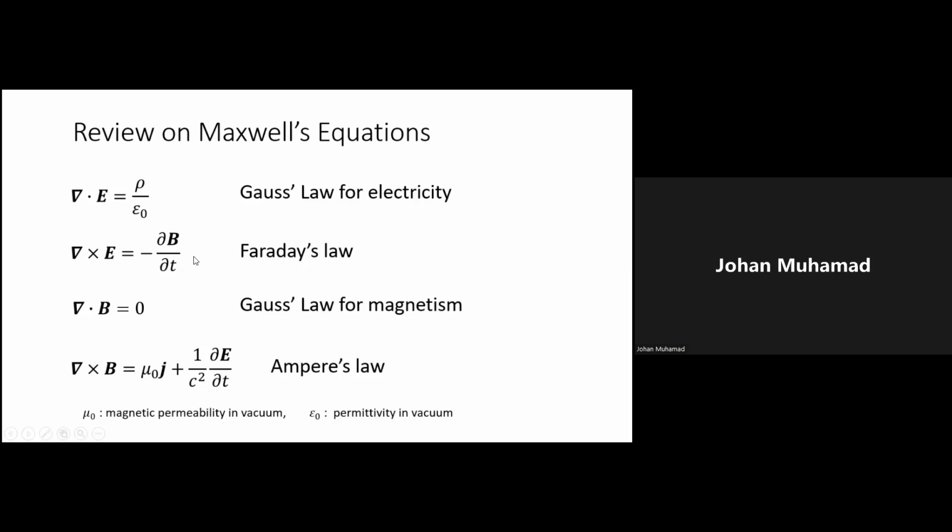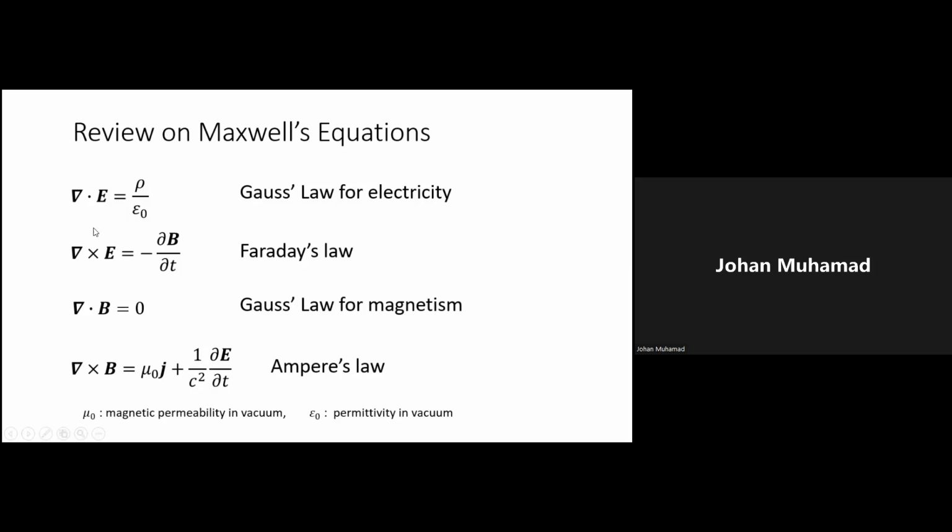And then we have also Faraday's law, that the curl of E equals minus ∂B/∂t. We will see this one later, because it is very important.